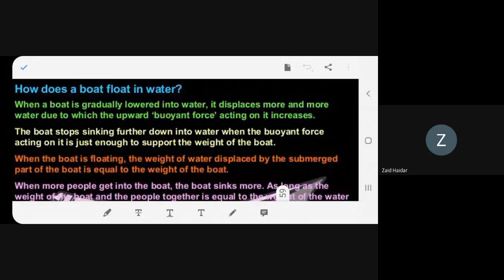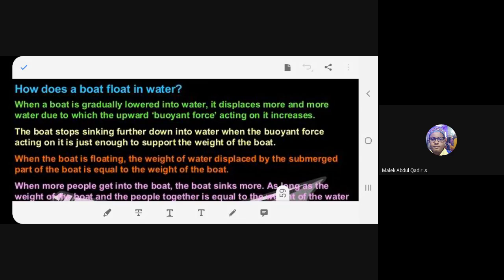How does a boat float in water? When a boat is gradually lowered into water, it displaces more and more water, due to which the upward buoyant force acting on it increases. The boat stops sinking further into water when the buoyant force acting on it is just enough to support the weight of the boat. When the boat is floating, the weight of water displaced by the submerged part of the body is equal to the weight of the boat.